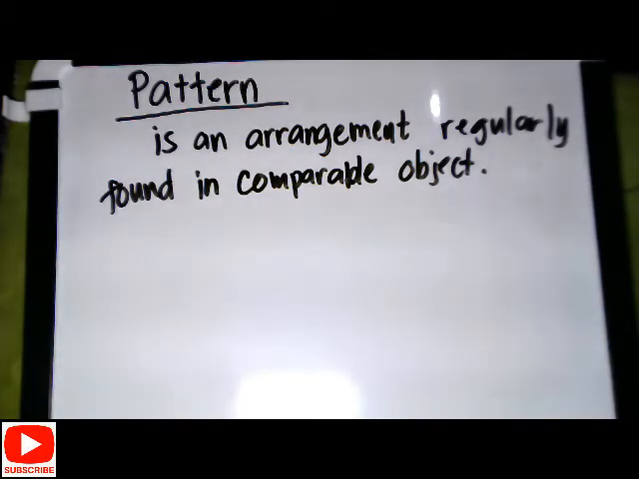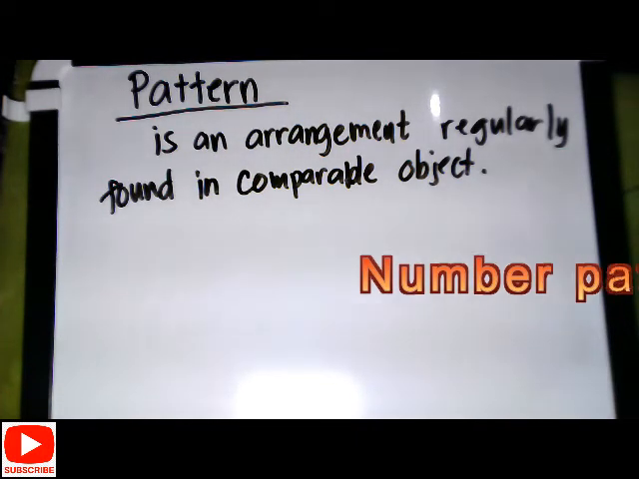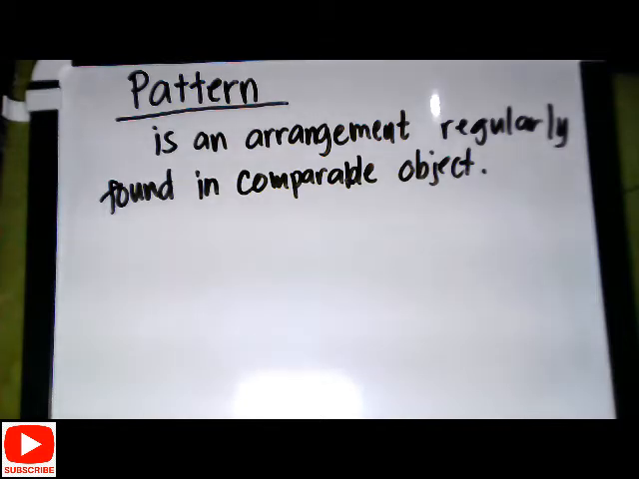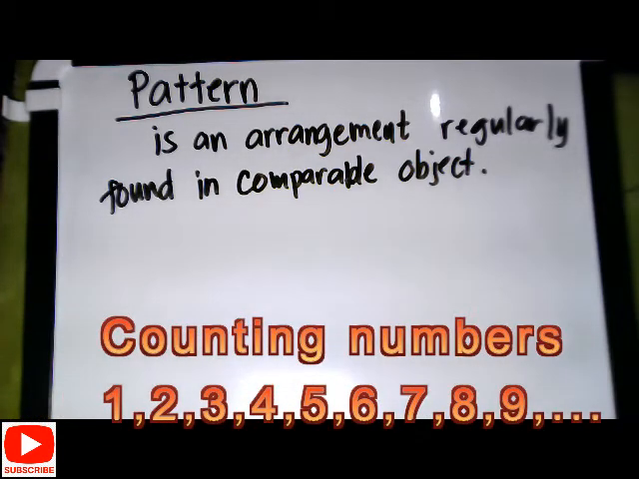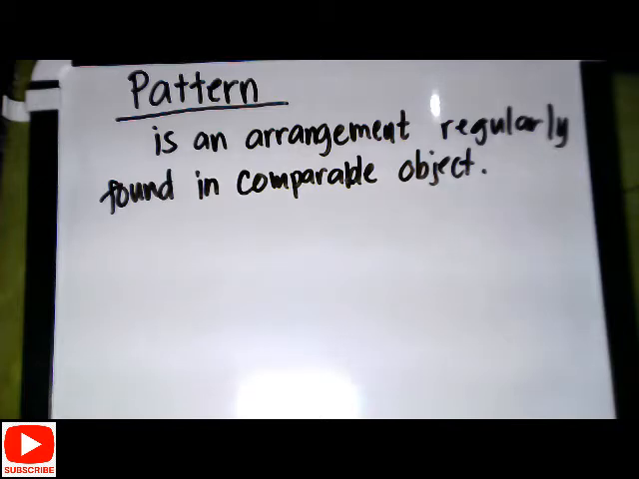In mathematics, we have number patterns. A number pattern is a set of numbers that follows a certain pattern. A common example of a number pattern is the counting numbers, like for example 1, 2, 3, 4, 5, 6, 7, 8, 9, 10, and so on. And every member of the sequence follows a pattern.